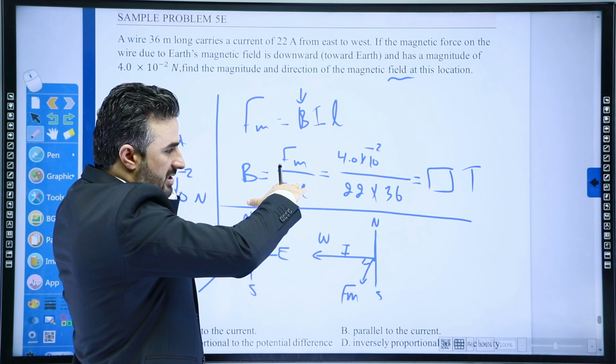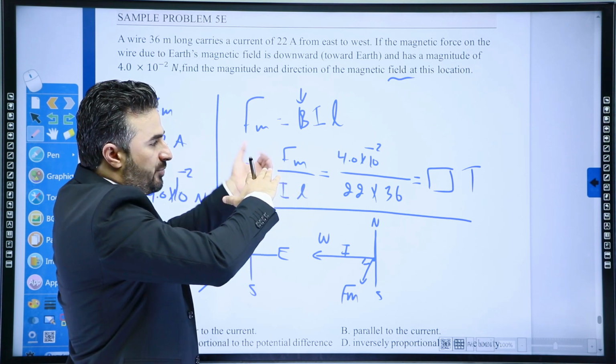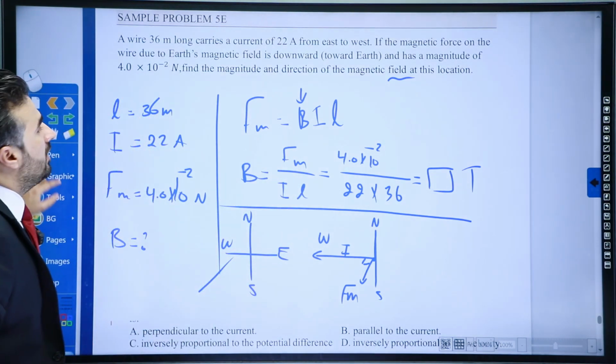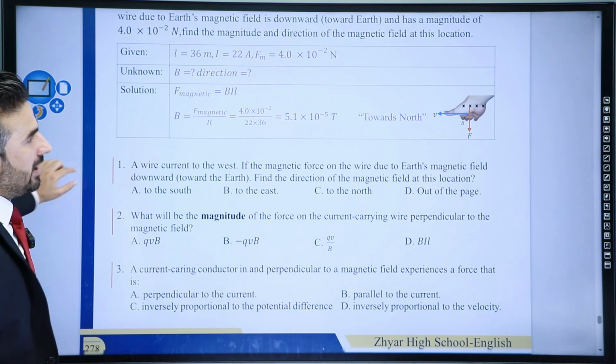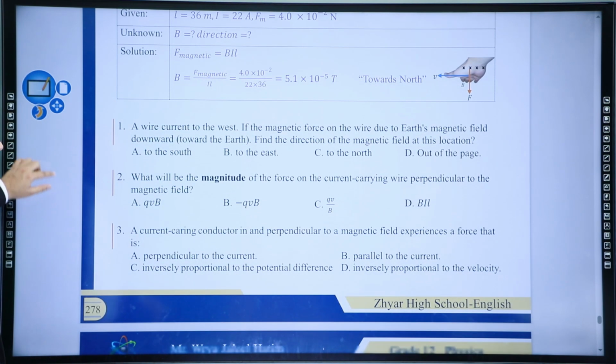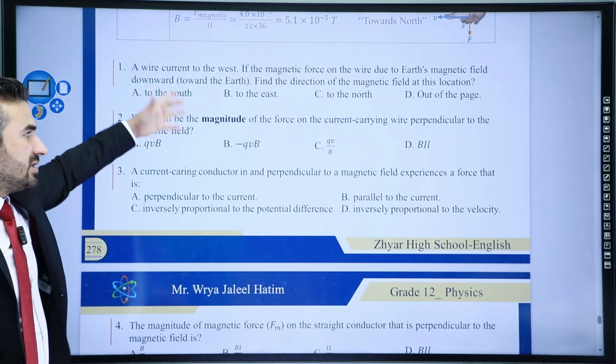This is towards west. This is downward, you can say. And of course, my fingers are pointing north. So you can say the magnetic field must be in the north direction, okay? If not, align your hand just like that picture or figure, and of course you'll be able to determine the direction here.